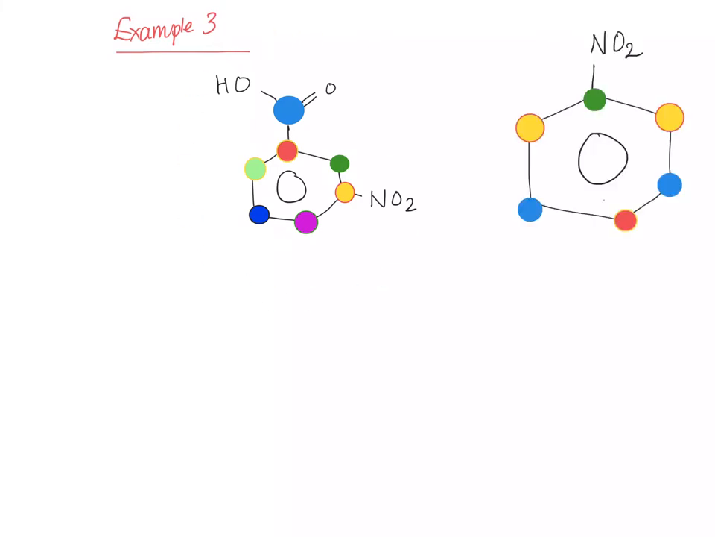So for this molecule, there's 1, 2, 3, 4, 5, 6, 7 different types of carbon environment, whereas for nitrobenzene we only had 1, 2, 3, 4. And the difference is nitrobenzene is a symmetrical molecule. If you drop a mirror down there, it's symmetrical. Whereas this compound has less symmetry. And the more symmetry a molecule has, the fewer different types of carbons there are.